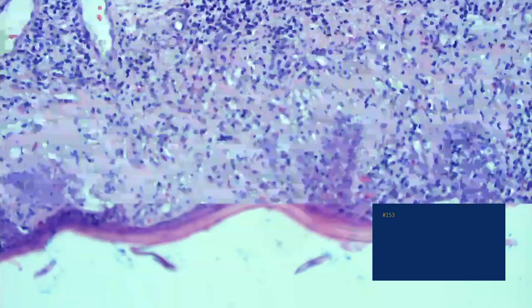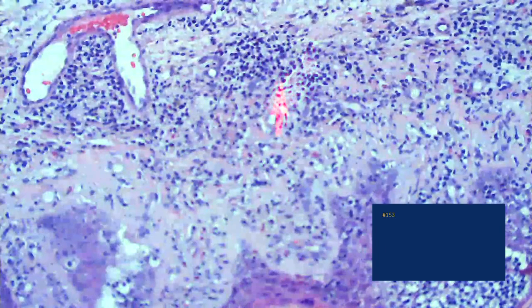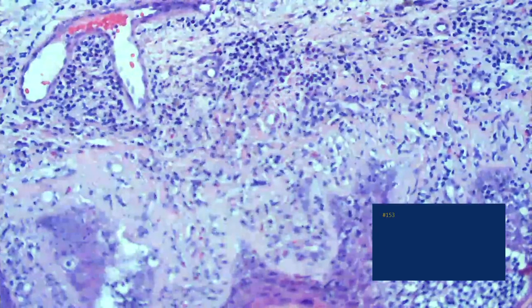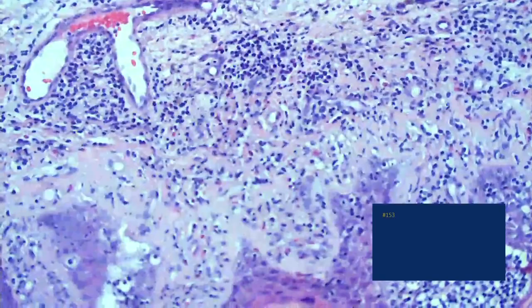There are also a couple of plasma cells in here. So just because there are plasma cells doesn't mean it's not Mycosis fungoides. So don't let these things be extraneous factors in making an accurate diagnosis.